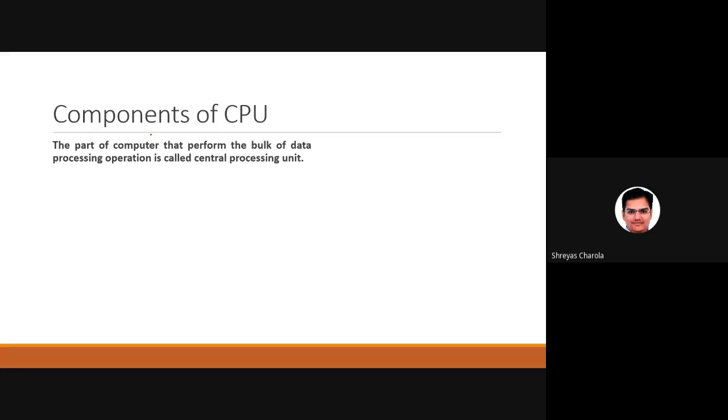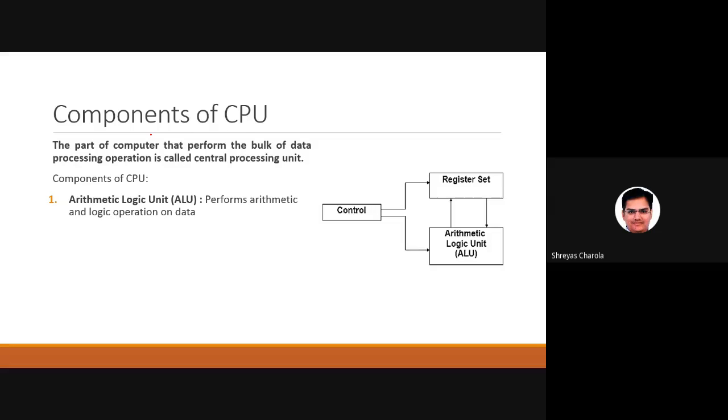The part of a computer that performs the bulk of data processing operations is called the central processing unit. Any processing done on data we call the CPU. Let's consider here this register set, that is the general purpose registers, and the arithmetic logical unit will be controlled over here. Okay, and the whole, that is what we call a central processing unit.